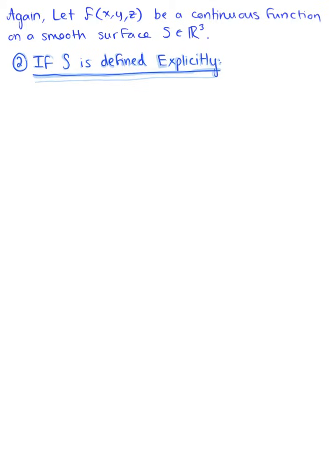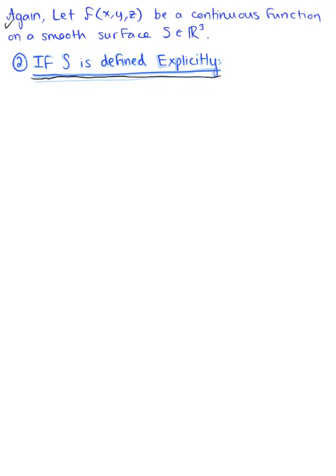And so now we need to think about the case where our surface is defined explicitly. So again, we're going to begin by letting our function f of x, y, z be a continuous function on a smooth surface S in 3 dimensions. But this time we want to think to ourselves, well, what if our surface S is defined explicitly?